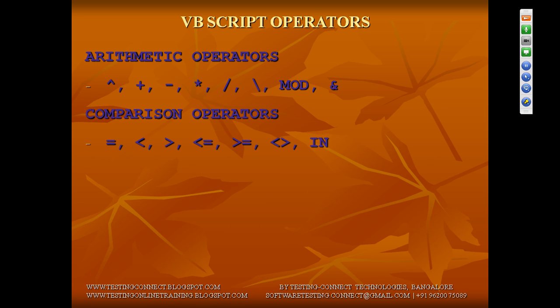Comparison operators: equal to, less than, greater than, less than or equal to, greater than or equal to, not equal to, and one more operator you will come across, the in operator. I will explain the in operator while telling the iterative statements, where we will get a chance to use it. This is the symbol we use in VB script for not equal to. I don't want to go into detail, so you can try these operators out once.